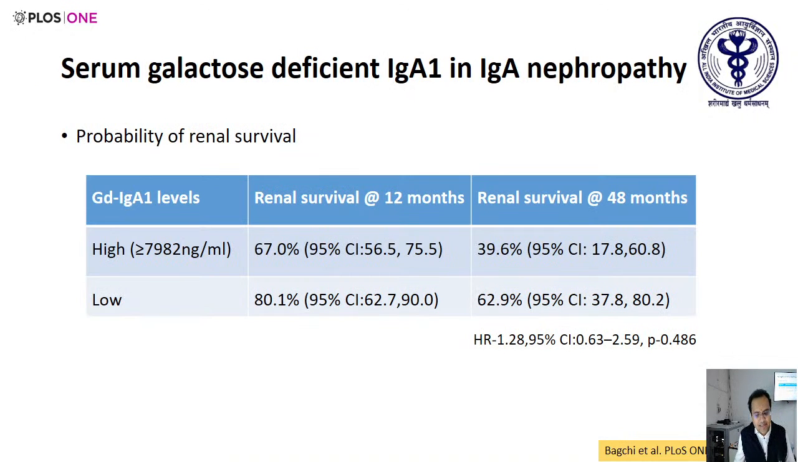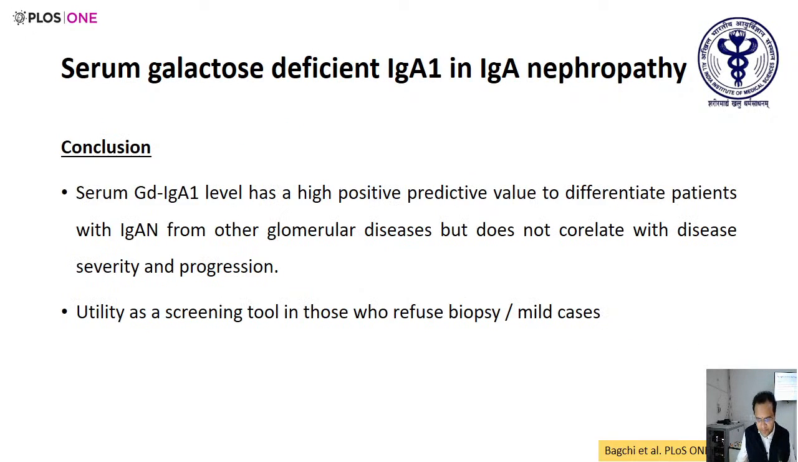With regard to renal survival, it was seen that those with high galactose deficient levels tend to have a poorer survival. It was 67% at 12 months and 39% at 48 months, as against 80% at 12 months and 63% at 48 months in those with the lower levels. However, this was not statistically significant, but it does show a trend that those with higher galactose deficient IgA levels tend to have a faster renal progression.